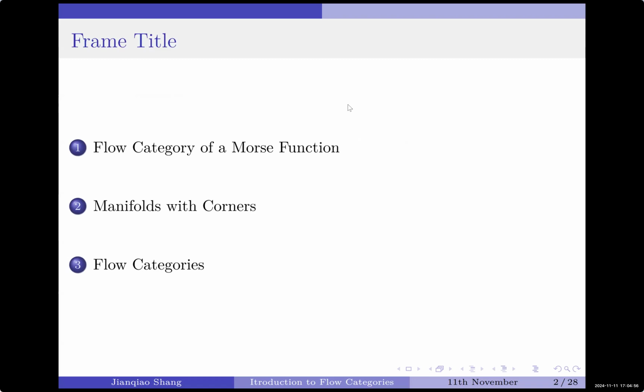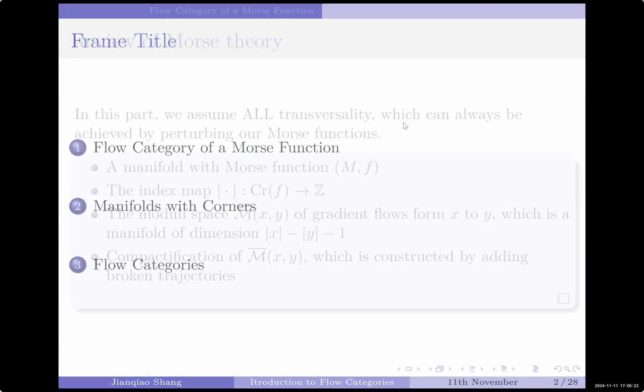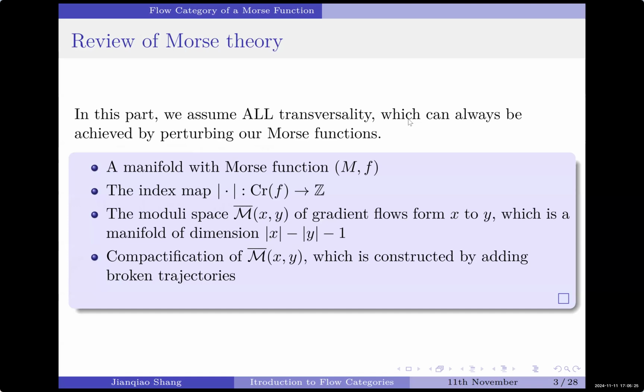There are three parts in today's talk. First I will explain everything in the more theory setting, and then come to the general setting. Even though it's divided into three parts, the first part contains almost everything, and what you need to do is to understand everything in a Morse setting. So today, when we discuss Morse theory, we assume all the transversality and everything is a manifold. So we don't discuss the non-generic case.